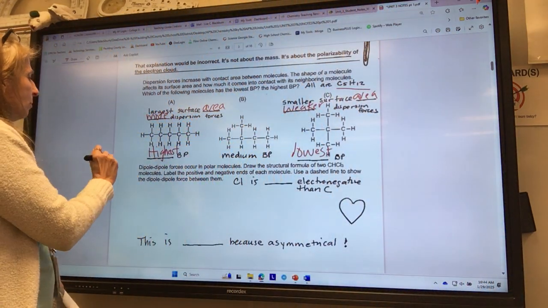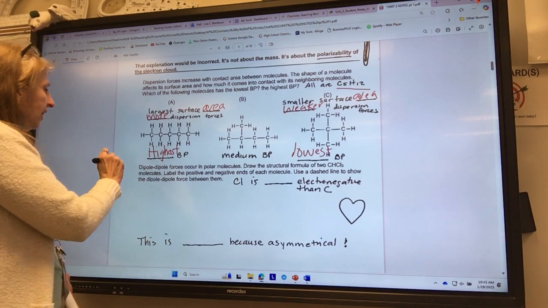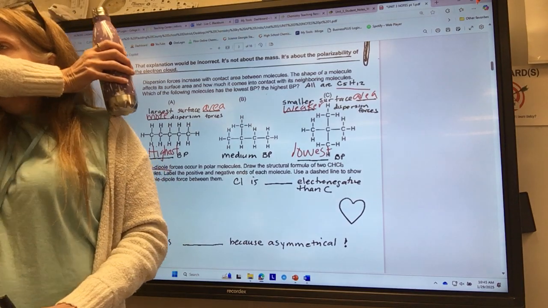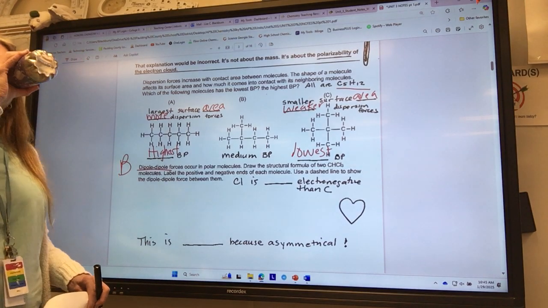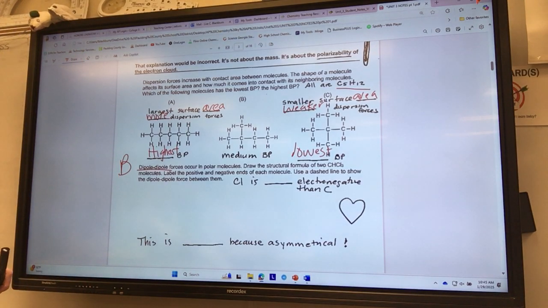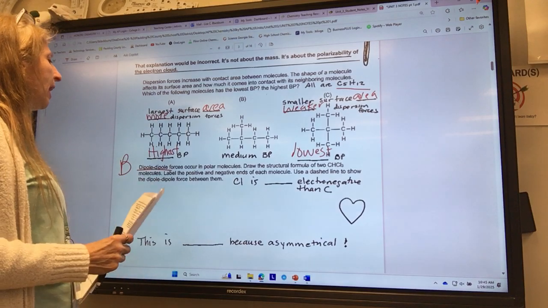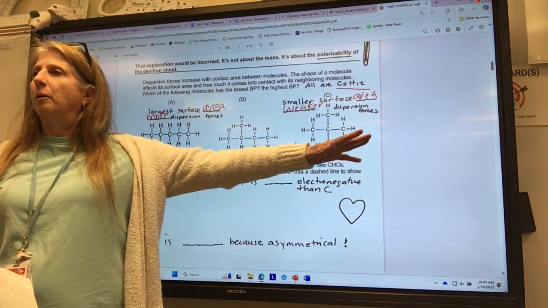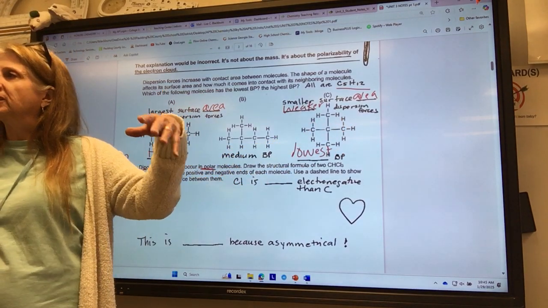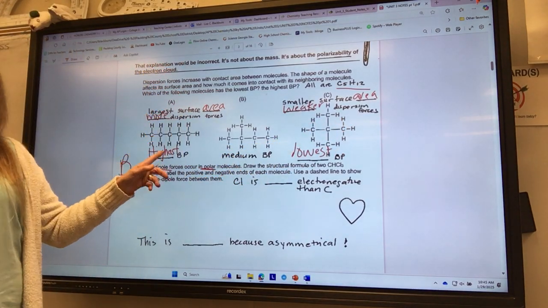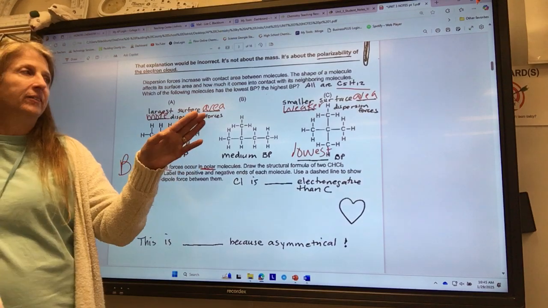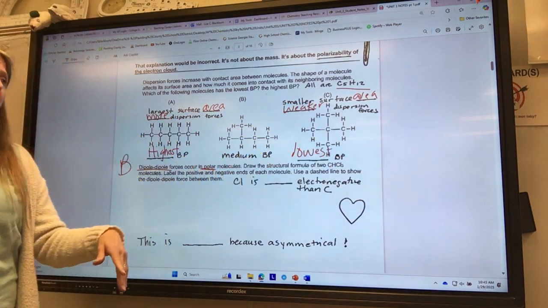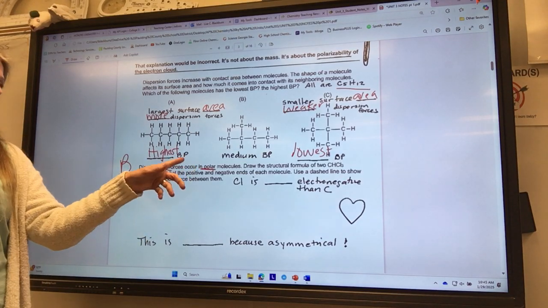Okay, number 2. So that was A, London. This is B, dipole-dipole. This is our next kind of force. All right. So next, dipole-dipole happens in polar molecules. So these things are not polar. They're all carbons and hydrogens. That one is symmetrical. It doesn't have positive and negative ends. That one's symmetrical. All of those are non-polar. These are polar, things like water, okay?